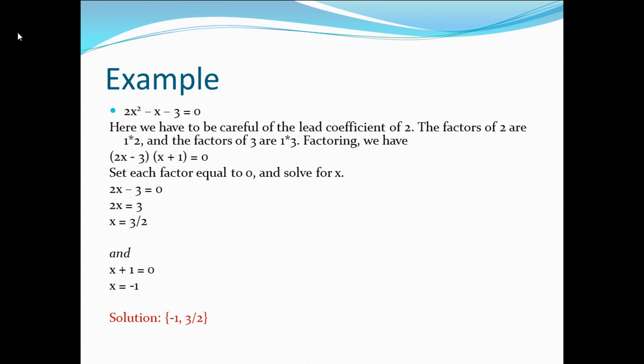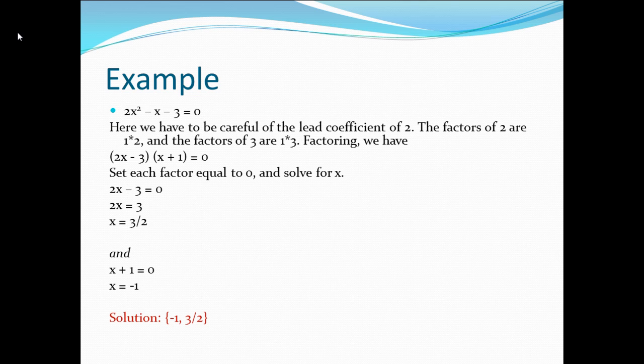So the first thing we want to do is set up our binomials. So the sign in front of the 3 is a negative. That tells me that the signs within my binomials will be opposite. One will be a positive and one will be a negative. Then we need to consider the factors of the lead coefficient 2, which are 2 and 1, and the factors of the constant, which is 3. The factors of 3 are 3 and 1.